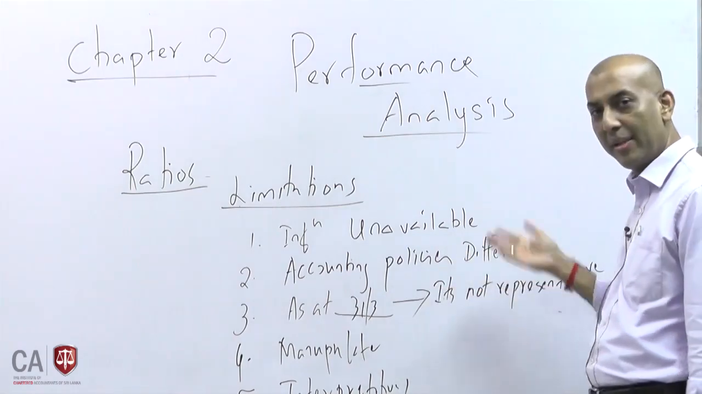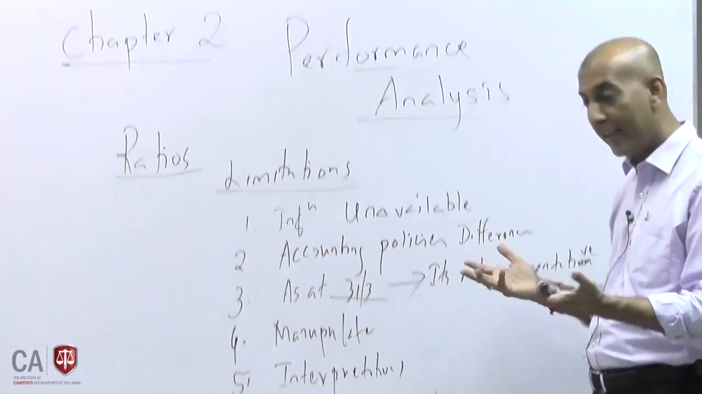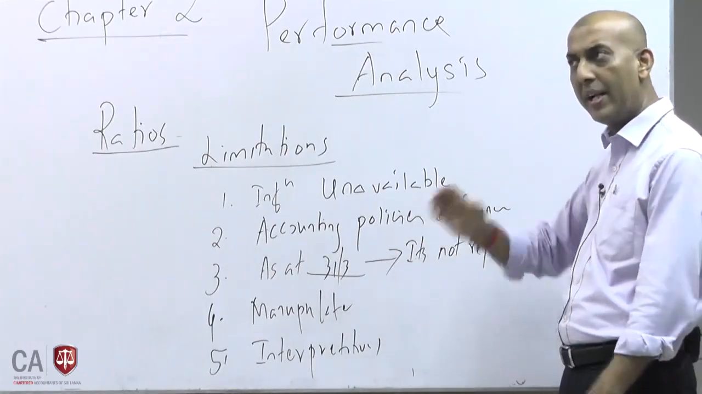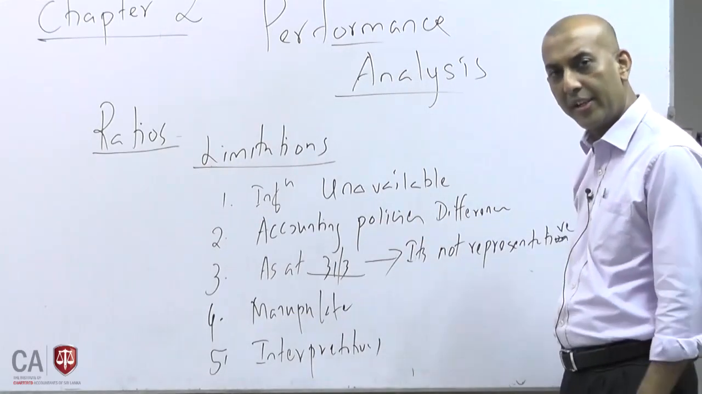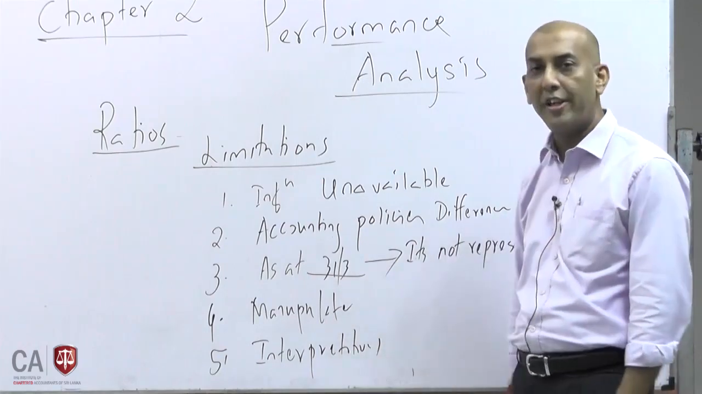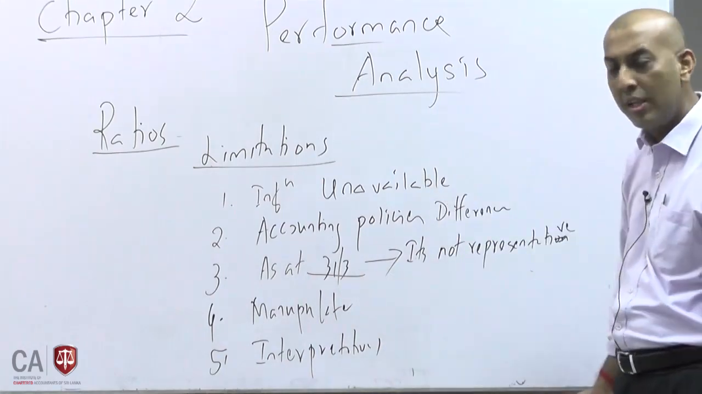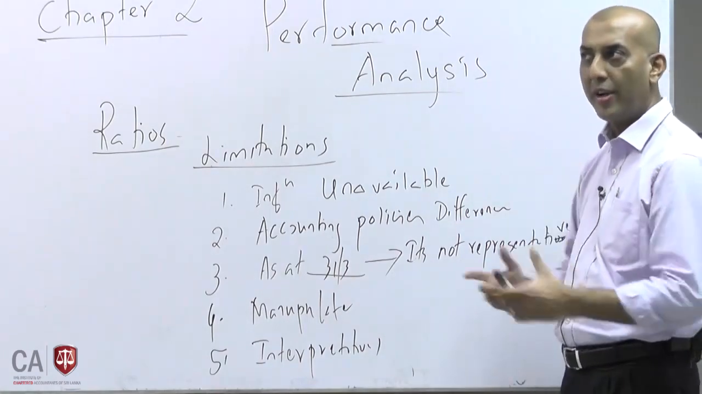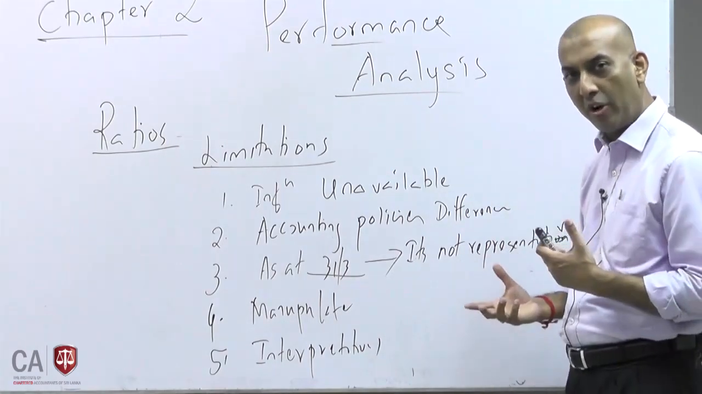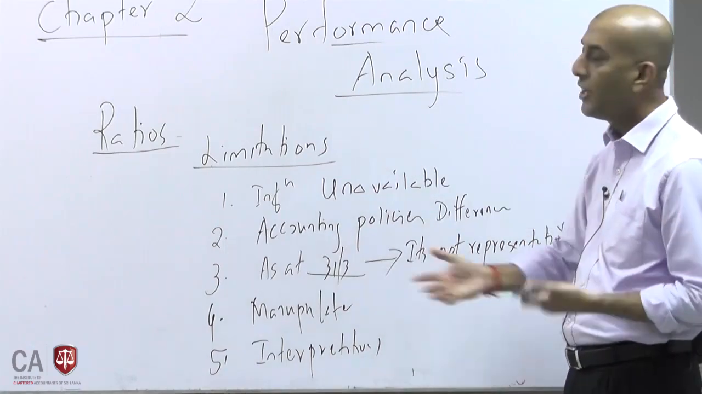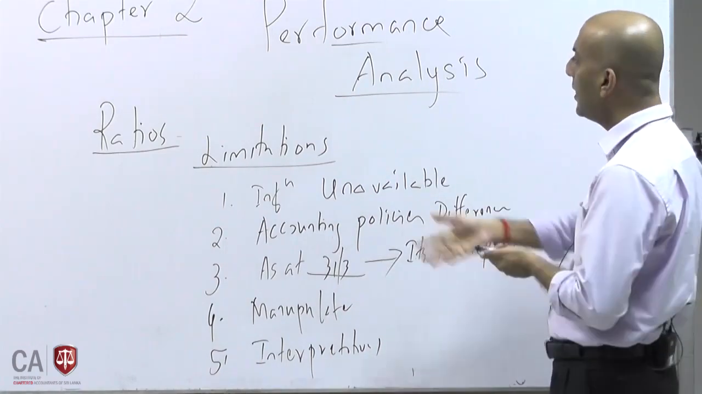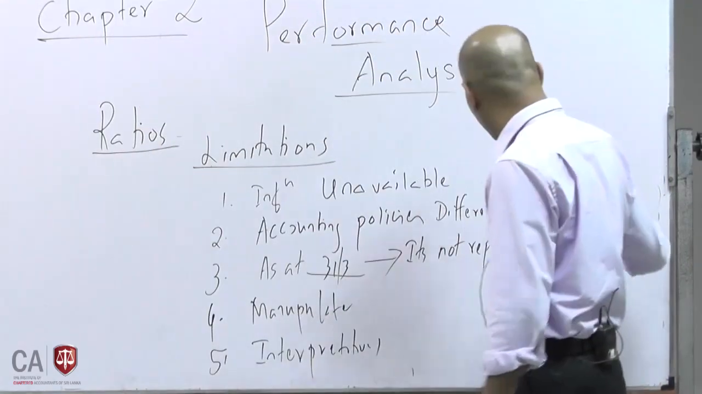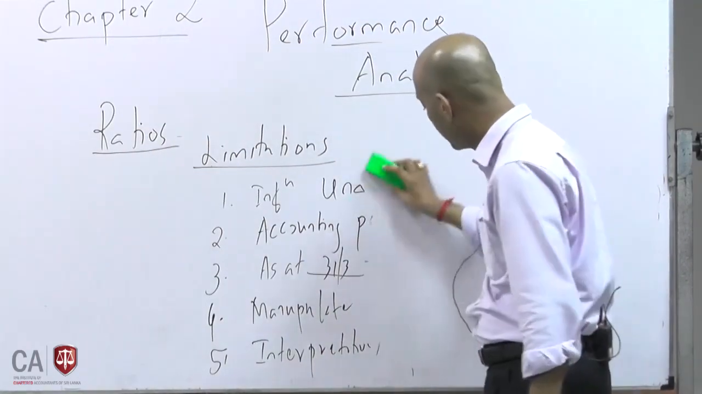Accounting policy difference, as I mentioned, such as how your investments are categorized. And your balance sheet figures may not represent the average balance of the 365 days. Fourth, manipulation. If you purposely manipulate accounts, your ratios will be wrong. Fifth, interpretation. Even if you calculate a ratio, if people interpret it wrongly or differently, the meaning is gone from the ratios. So these are a few of the limitations we have to know whenever we use ratios.